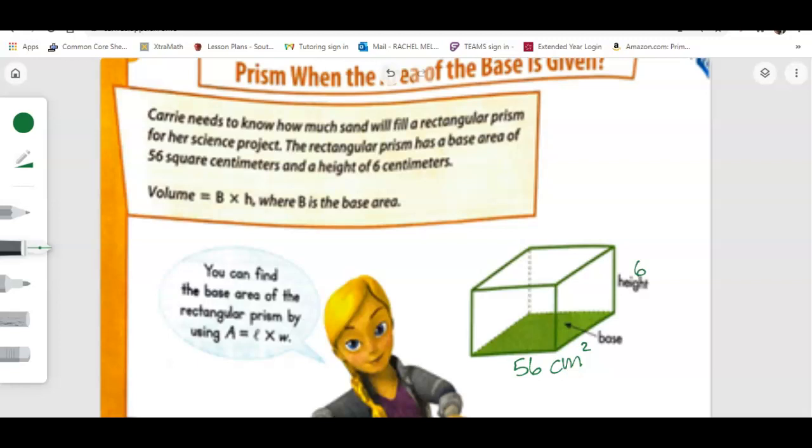So again, if I think about it as a cake, the bottom layer of the cake is 56 square centimeters. And then I have 6 layers of the cake, and all of the layers are exactly the same. So that means I need to do 56 times 6. 6 times 6 is 36. 6 times 5 is 30, plus 3 is 33. So I go back to my problem and I see that my unit of measure is centimeters. And because I'm finding volume, I must have my 3, so it's 336 cubic centimeters.